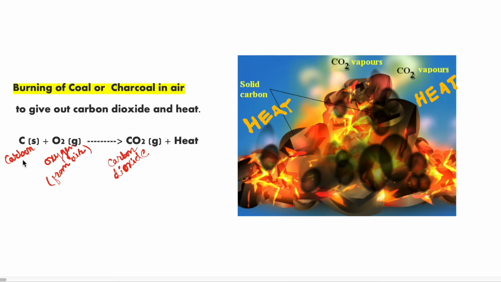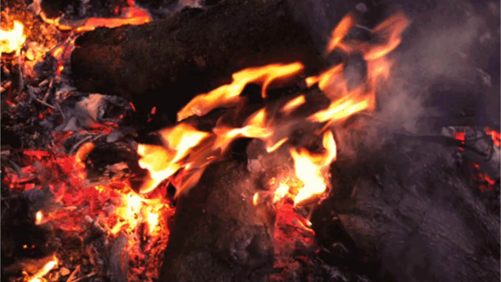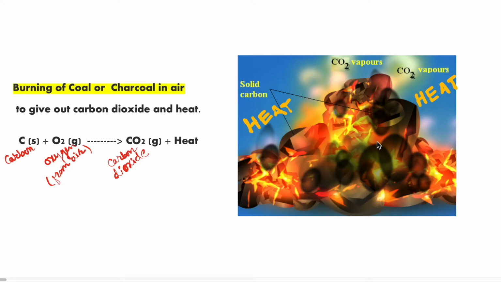Coal or charcoal is basically carbon, which is solid in its state. When it burns in oxygen from air, it forms carbon dioxide gas with the evolution of heat energy. So when you look at this figure, this solid carbon, when burnt, liberates carbon dioxide gas, and heat is also evolved in this reaction. So here also rise in temperature is seen, and hence this is an exothermic reaction.